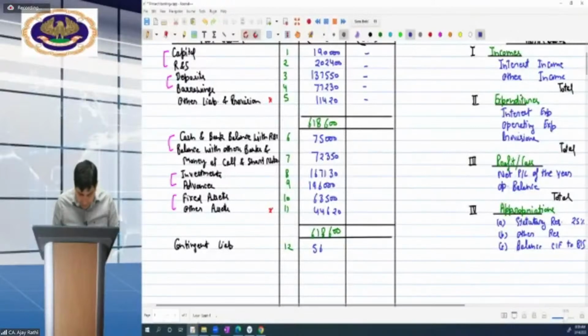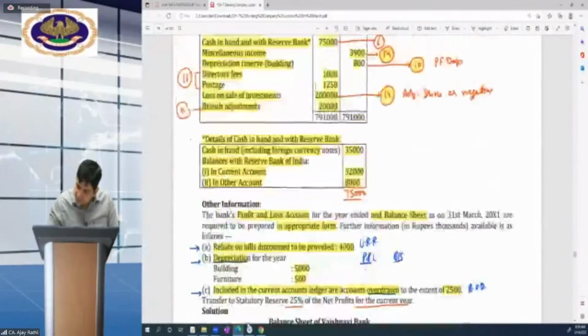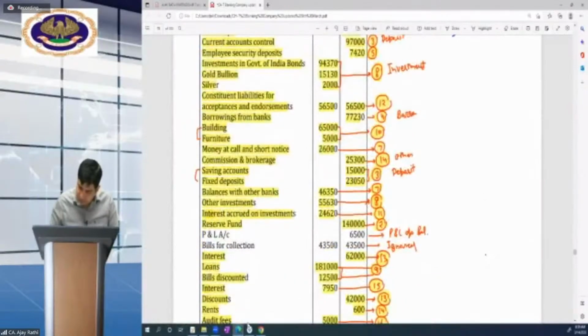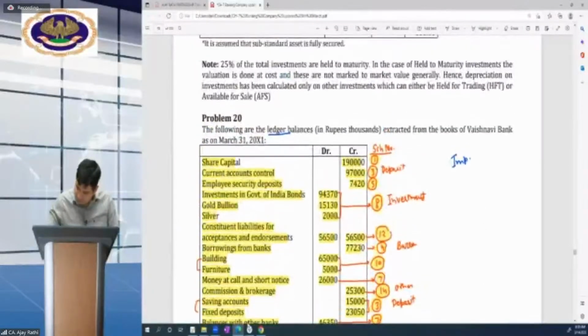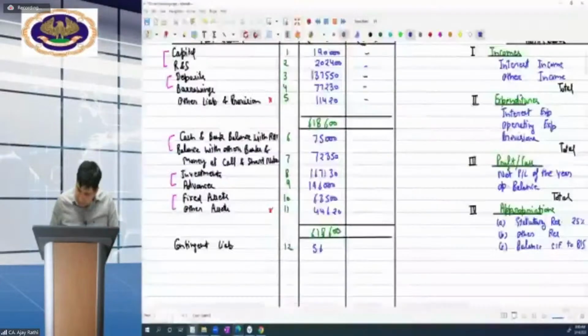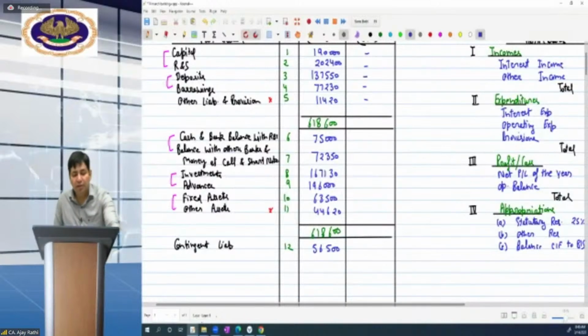That is 6. Wait a minute. Bills for collection. Bills for collection is there, 43,500. Next one is 56,500. But according to me, bills for collection should not be here, as if we are entering the transaction, then those must be in the financial statement. Otherwise, we shall not be required to mention the things, because those are the bills held for collection.